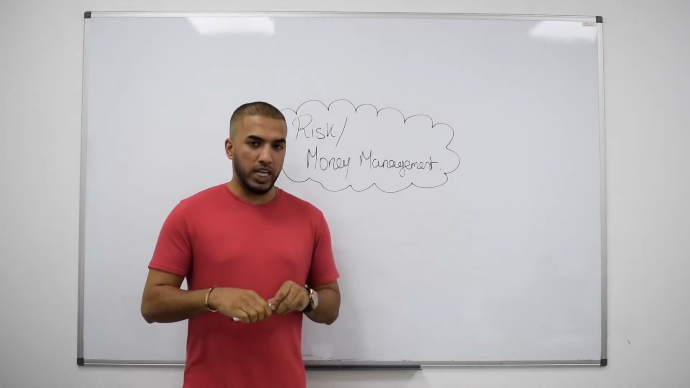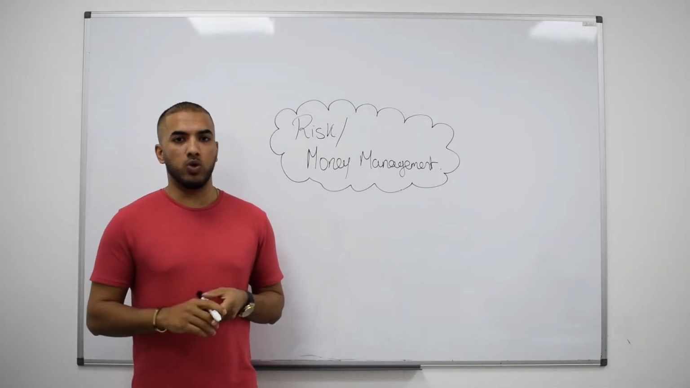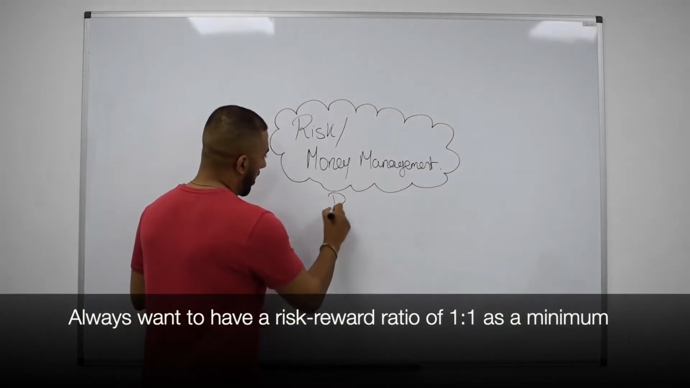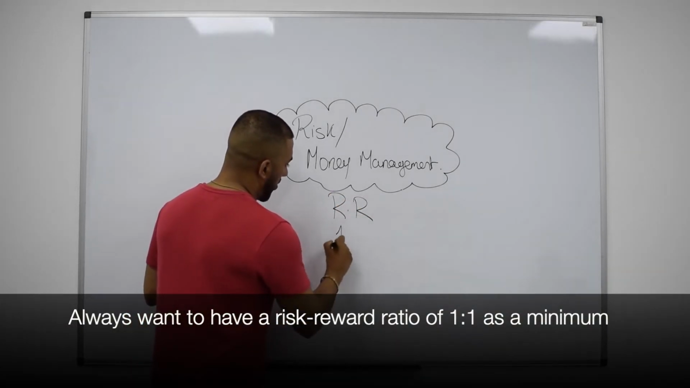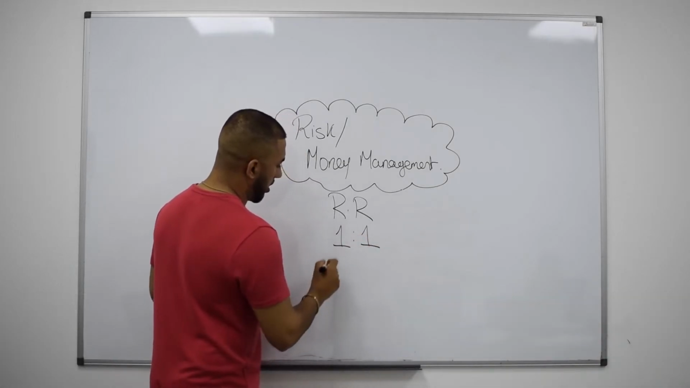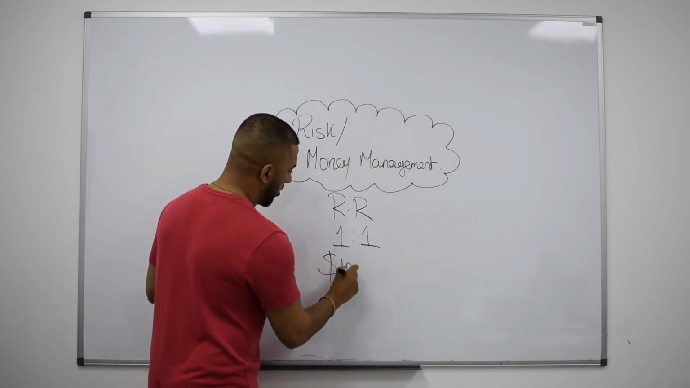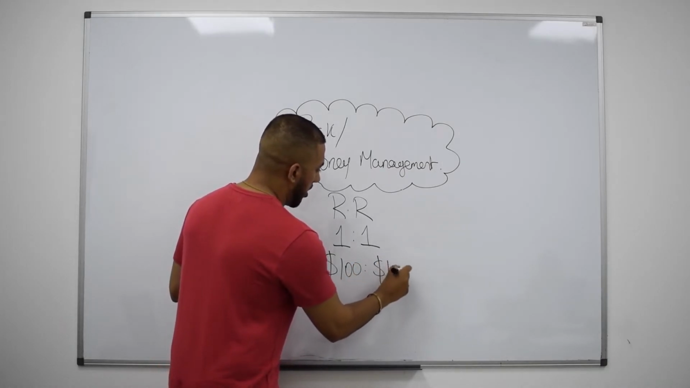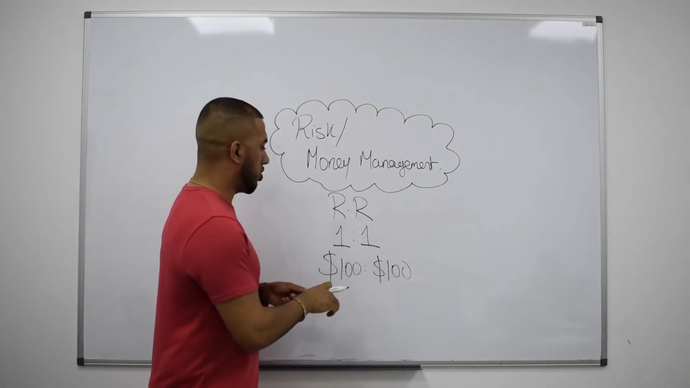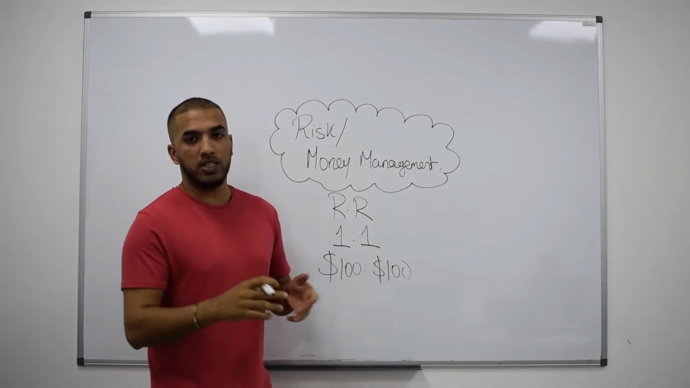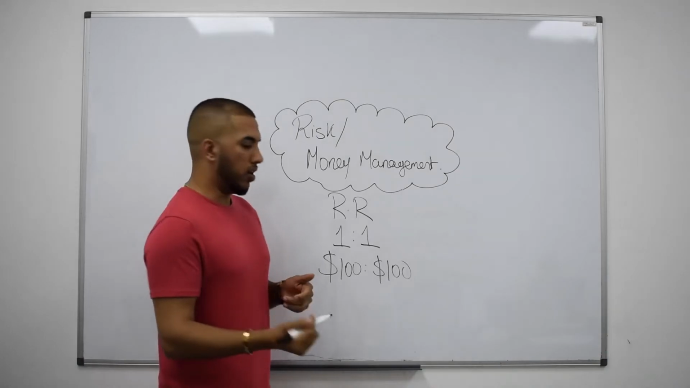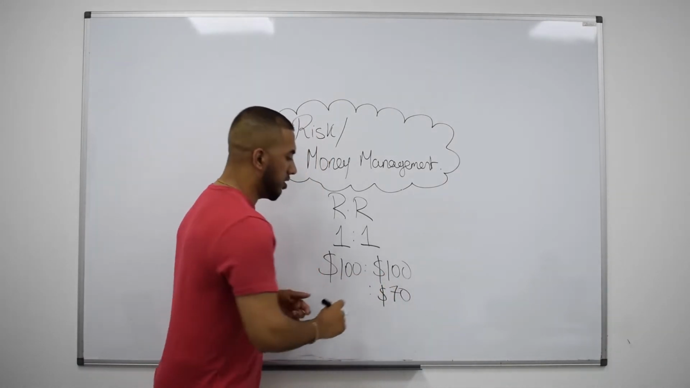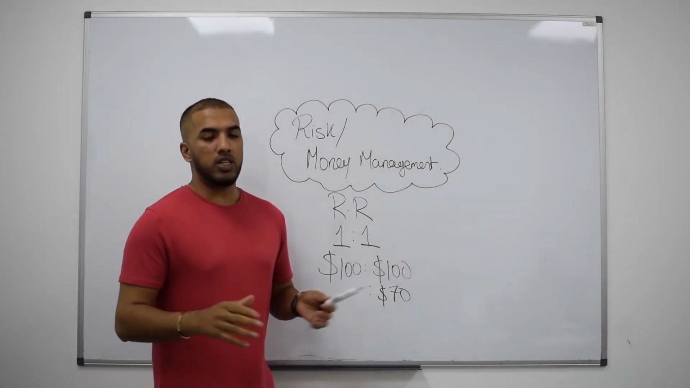So when we're placing a trade, we want to look for trades that have a risk reward ratio of 1 to 1. So let me try and explain this. When we're looking at risk reward, we want to have a ratio of 1 to 1, which basically means if you're risking $100, you want to make at least $100 profit. Now, if a risk reward ratio is 1 to say 0.7, we want to leave that trade alone, because the reward here would only be $70 for $100 risk.